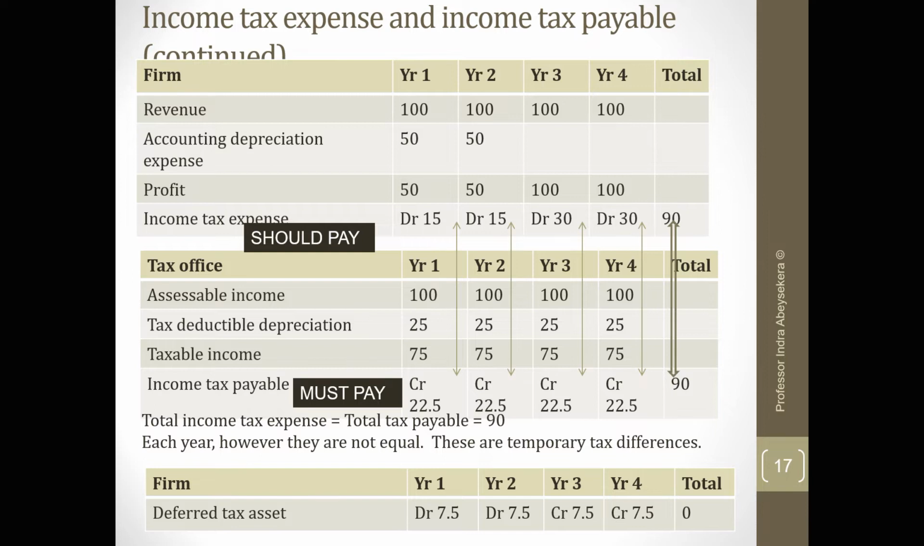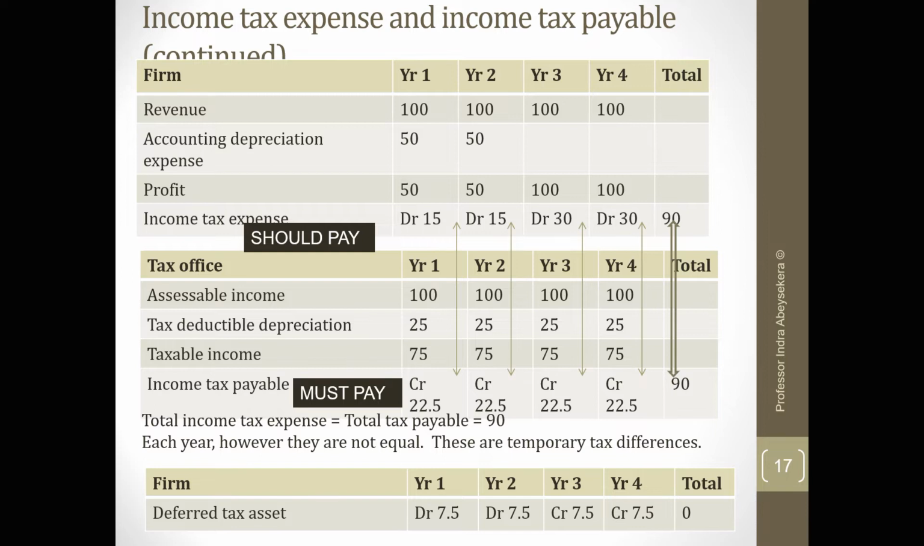And because what we should pay is less and what we must pay is more, when we pay more, that additional amount we pay becomes a tax asset. So debit deferred tax asset in the first year. And then in the second year we do the same thing. We debit deferred tax asset. And in the third year, what should be paid is more than what must be paid. So we credit the deferred tax asset, we decrease deferred tax asset to increase income tax expense. And in the fourth year, we again decrease the deferred tax asset to increase income tax expense.